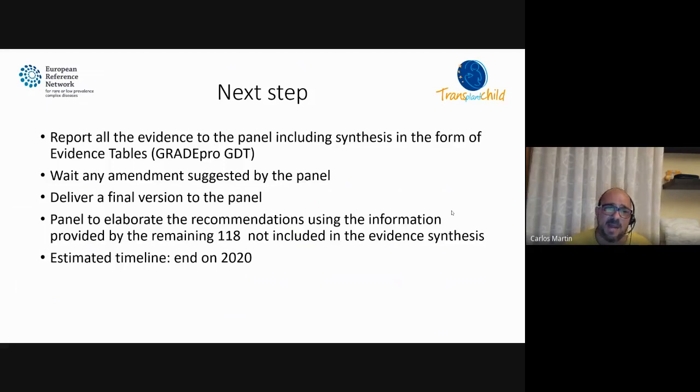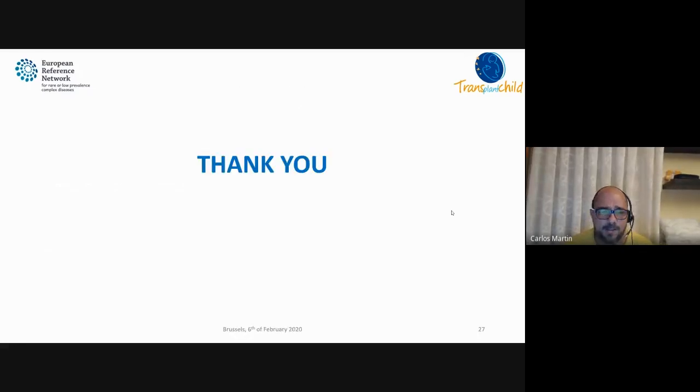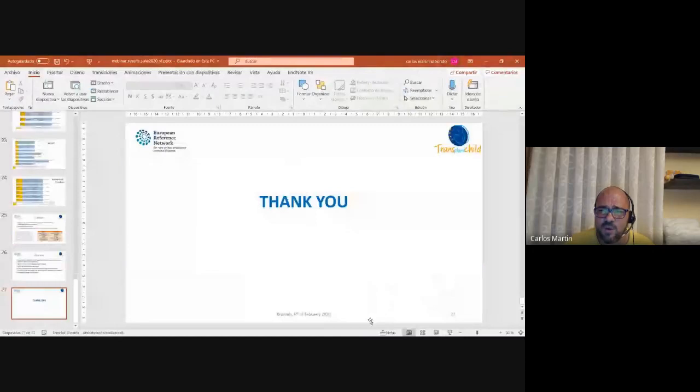The estimated timeline is to have this ready by the end of 2020. I mean, to have at least the final recommendations, probably not the guideline fully written, but at least all the proposals and recommendations. So, well, I think that's it. If you have any question or any issue you want to discuss.